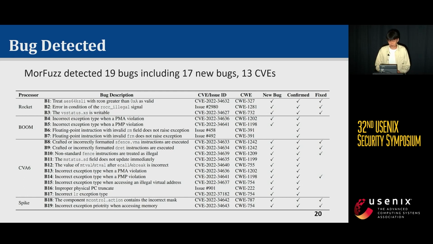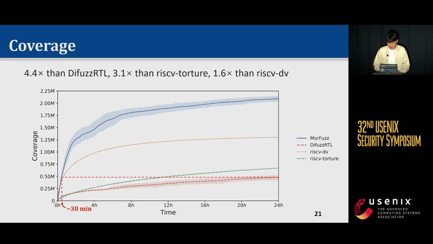We evaluate MorFuzz on 3 open-source RISC-V processors, including CVA6, Rocket, and BOOM. And MorFuzz found 19 bugs, including 17 new ones, and 13 of them were assigned CVE numbers. All of these bugs are confirmed by the developers. And for the coverage, MorFuzz is able to achieve more coverage and also faster compared to existing random instruction generators and the state-of-the-art processor fuzzer.